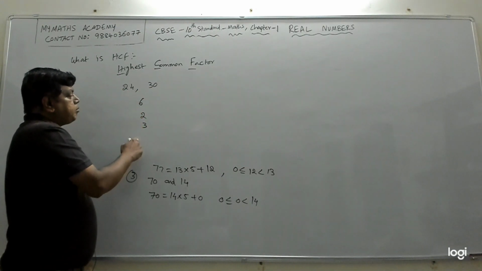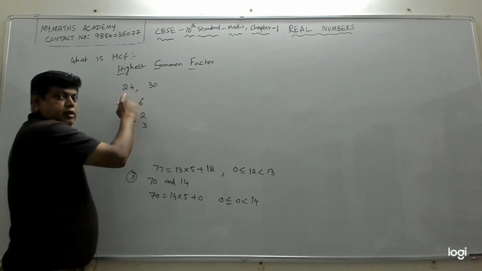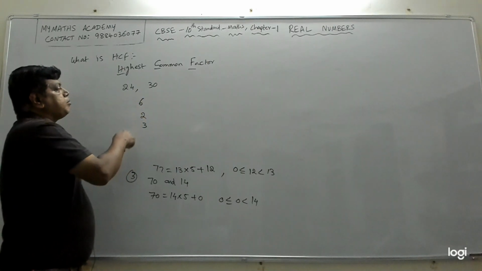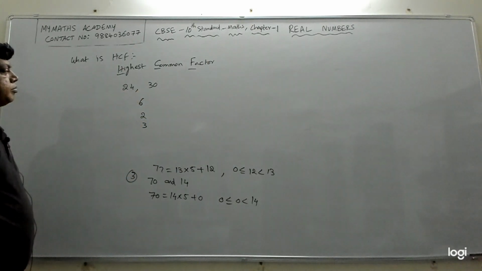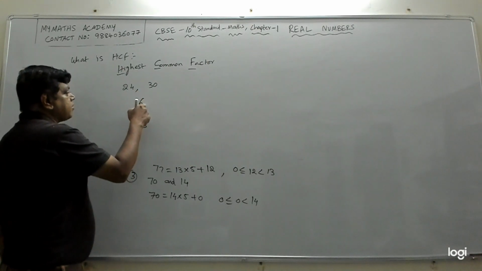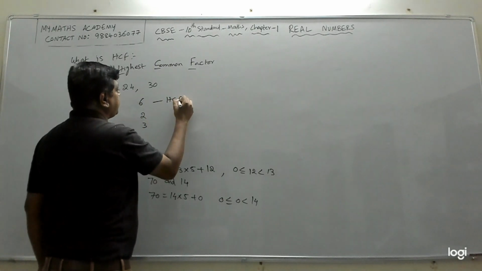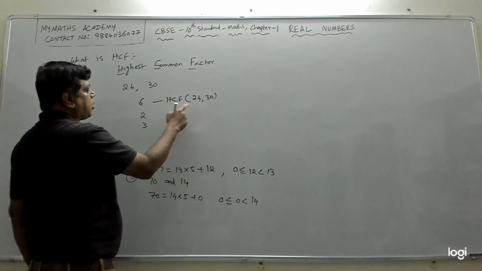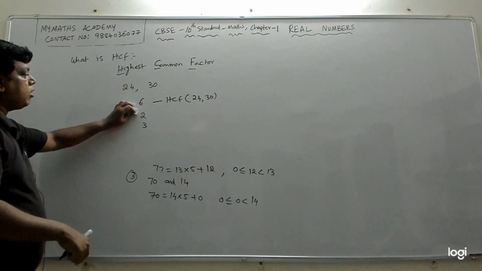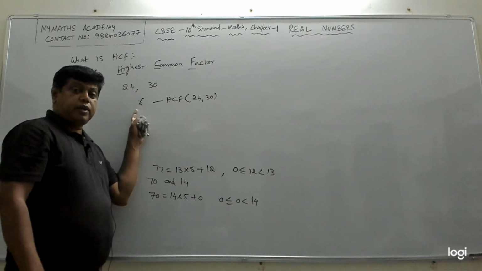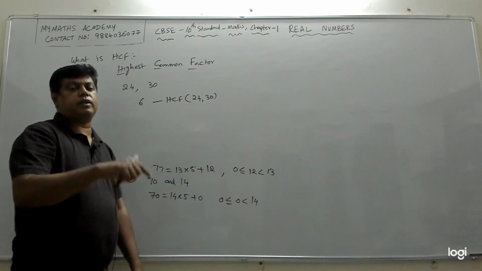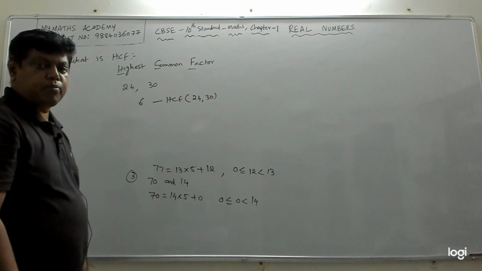So if you write all the numbers which divide both the numbers exactly, among these, which is the highest? 6 is the highest number that divides both. So this 6 is called the HCF of 24 and 30. We write it like this: HCF of 24, 30 is 6. Why? Because 6 is the highest number that divides both 24 and 30.